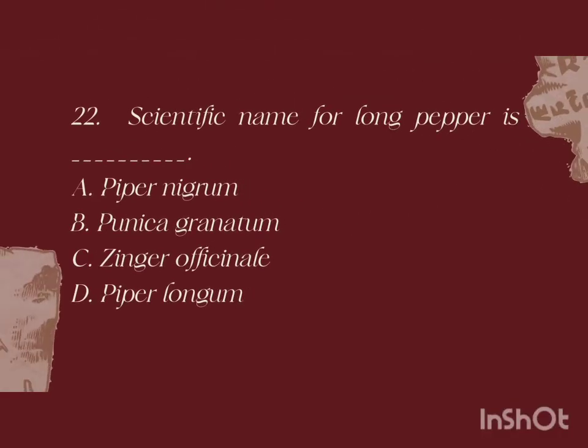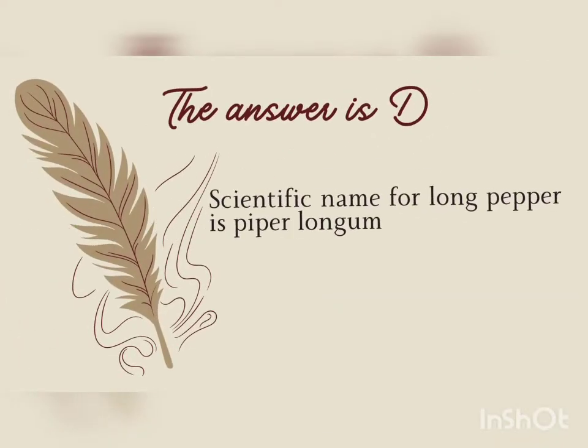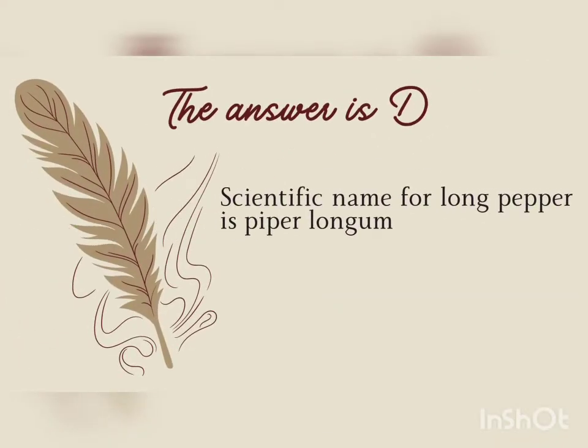Number 22. Scientific name for long pepper is blank. A. Piper nigrum. B. Punica granatum. C. Zingiber officinale. D. Piper longum. The answer is D. Scientific name for long pepper is Piper longum.